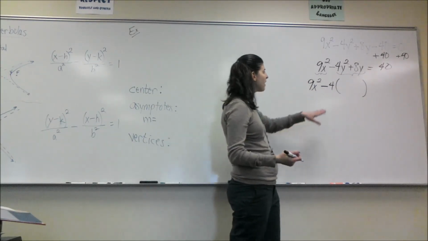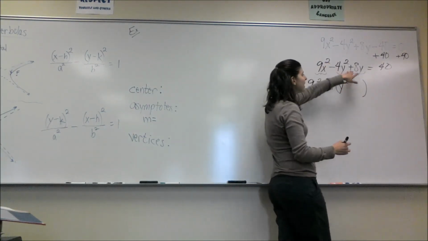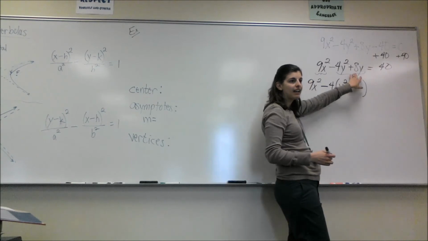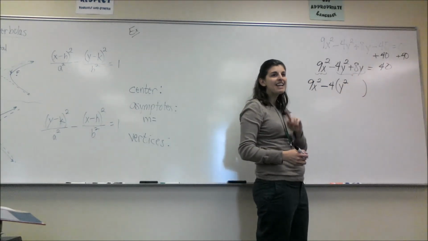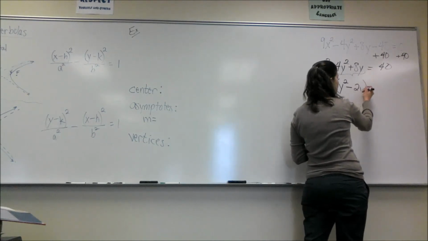So when I factor out a -4, I get y squared. And then what do I get with this plus 8y? Minus 2y. Why did it change to minus?